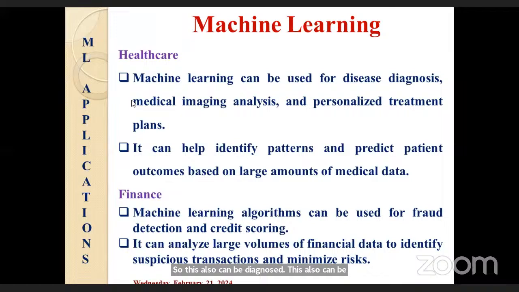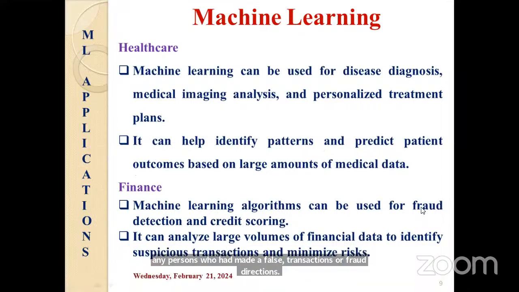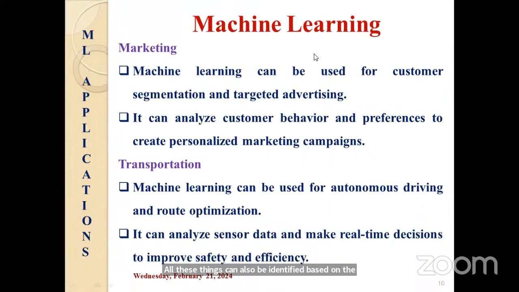And when it comes to finance, we want to identify any persons who have made false transactions or fraud deductions. All these things can also be identified based on the financial data. So next thing is marketing.